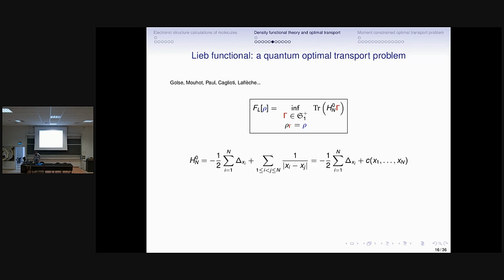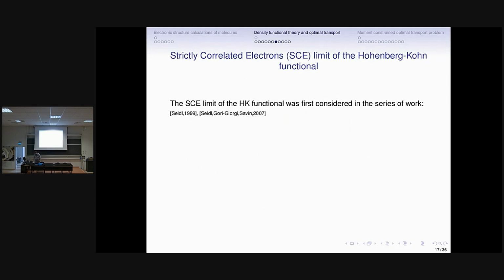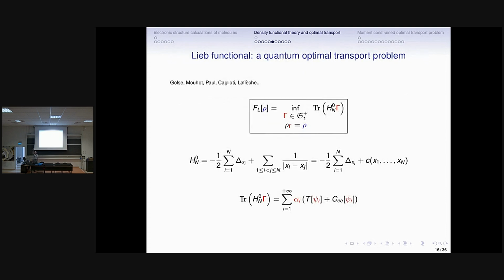So I just recall the expression of the H_N^0 here. Okay. And actually, if you want to express this quantity in terms of the eigenvalues and eigenfunctions of gamma, you end up with this formula here. Okay, where T and C_ee were the kinetic energy and the electron-electron interaction energy. Okay, and so that guy is a quantum optimal transport problem I'm going to consider later in the talk. Keep that in one corner of your mind. I'll go back to it later. Okay, so that was the first approximation of the Hohenberg-Kohn functional I wanted to tell you about.